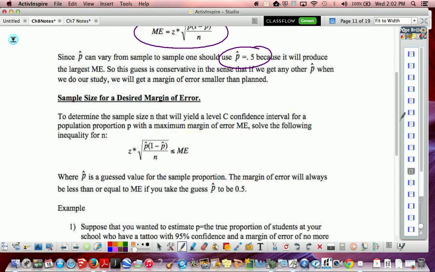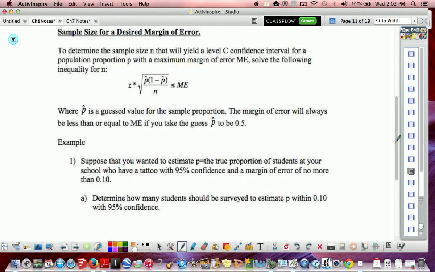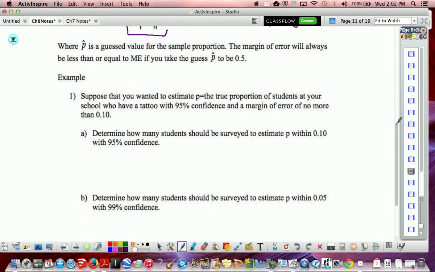So basically what you're going to do is take the margin of error formula and set it less than or equal to the desired margin of error that you want. So to demonstrate, a couple last problems for us today.